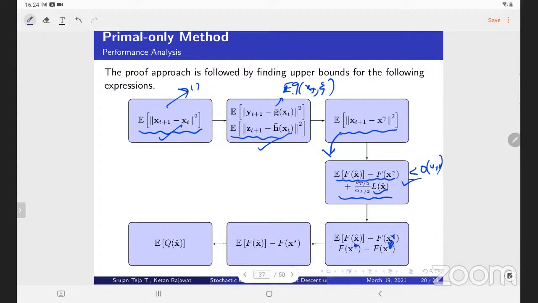We can, because this Lx hat is always positive, so the upper bound for this whole term will hold for this term also, because it is positive. And this can be written like this: f(x star) minus f(x gamma) minus f(x star) will always be upper bounded by some constant times gamma.